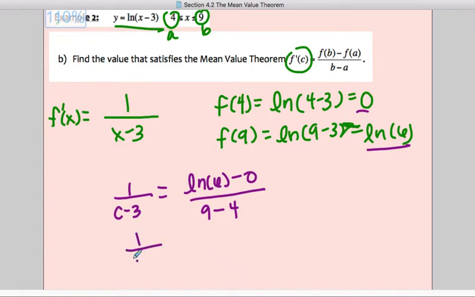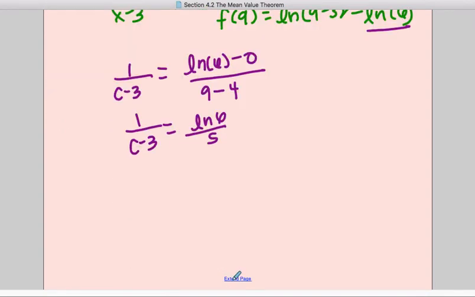Then I have 1 over c minus 3 equals ln of 6 over 5. And now our goal is to find what c is. I don't want this in the denominator, so you could essentially flip both sides. That's what will happen. But we can go through the steps if you want to.